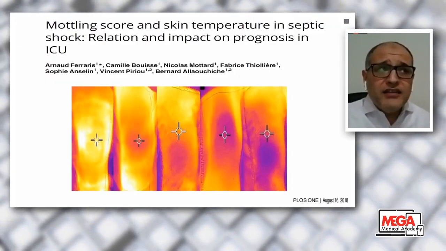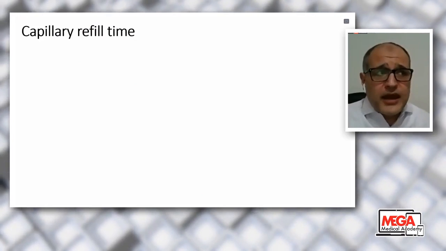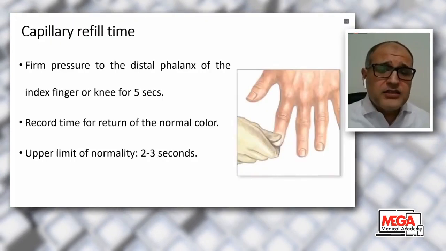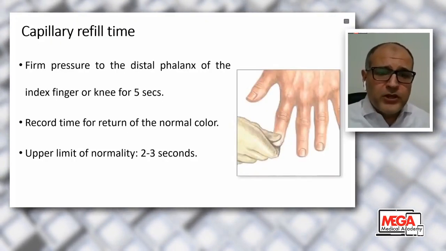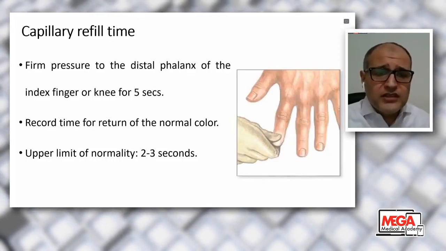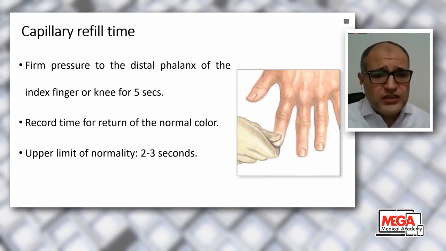The second peripheral perfusion index, which I will talk about after the mottling score, is the capillary refill time. Capillary refill time is simply done by firm pressure on the distal phalanx for 5 seconds and recording the time to return to the normal color. The upper limit of normality is 2 to 3 seconds.